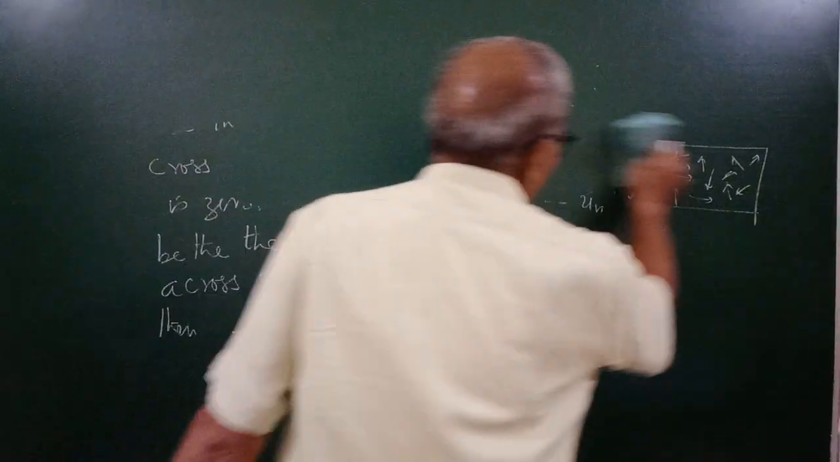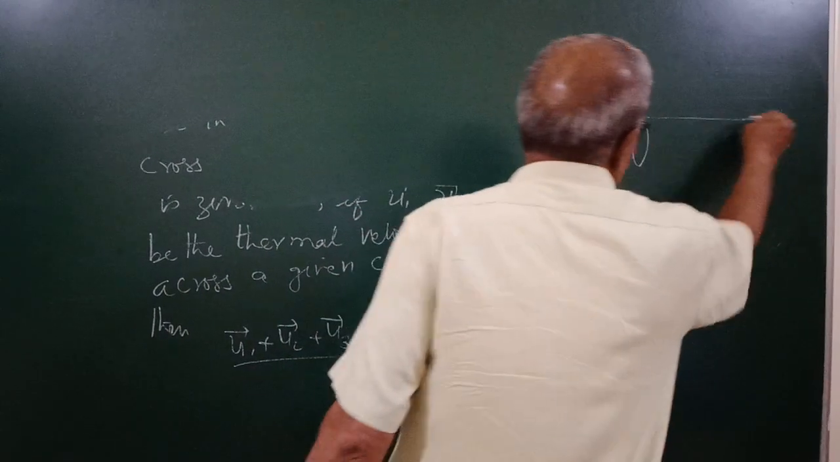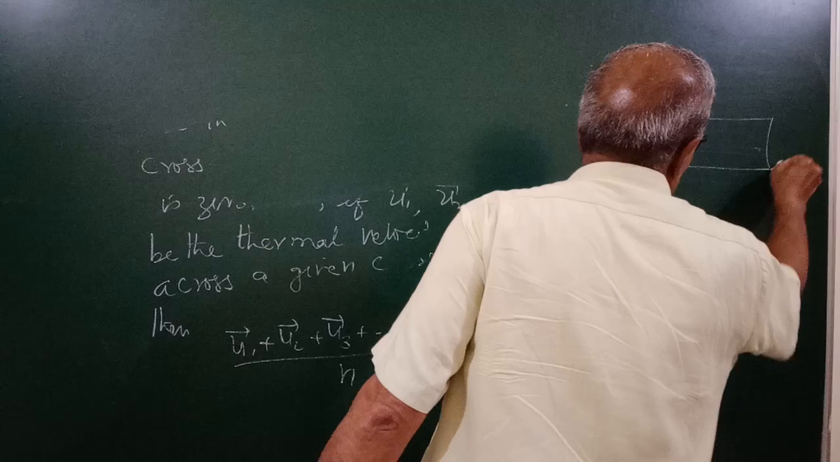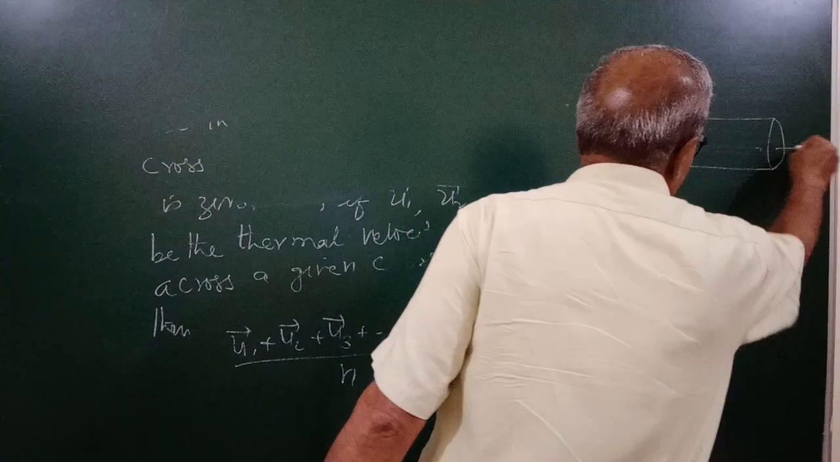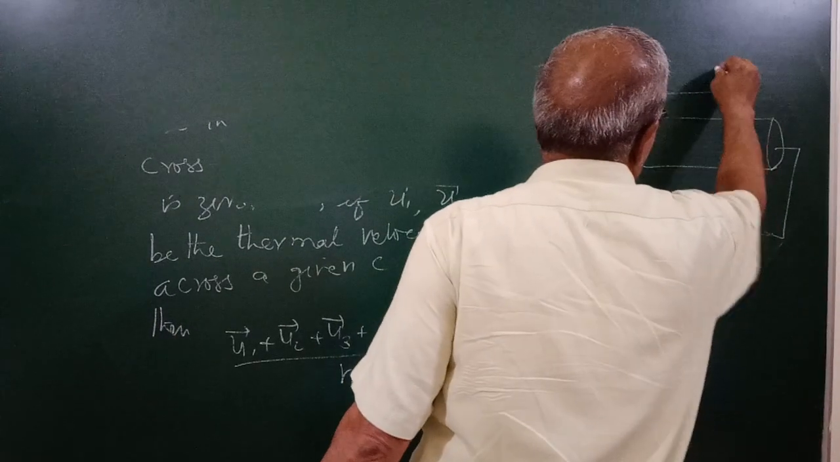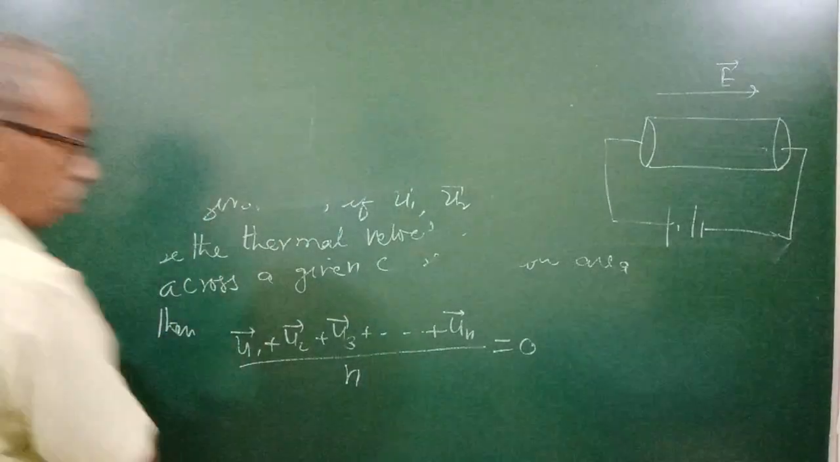Now when we apply an electric field, suppose like this, it is a conductor here, and we connect a battery across it and apply an electric field here. Equation 1.